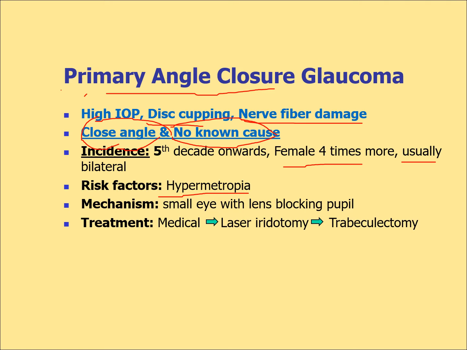Mechanism is a small eye, with the lens blocking the pupil and causing the iris, the periphery of the iris, to bow forward and close the angle. Treatment is medical, laser iridotomy, and trabeculectomy.